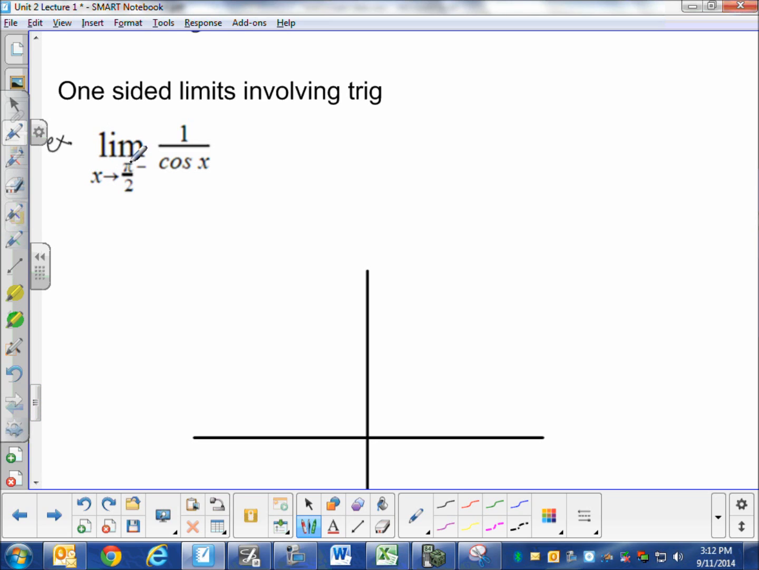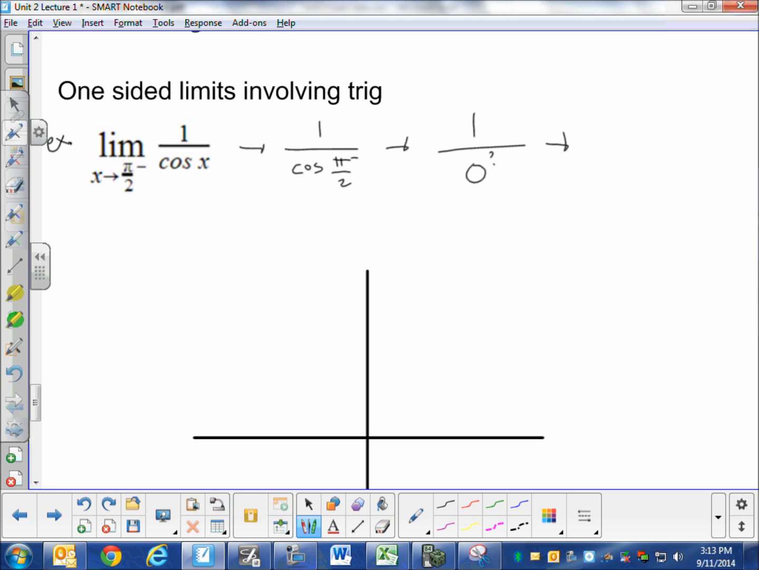So we have the limit as x approaches pi over 2 from the left of 1 over cosine of x. If I were to do this problem just like the last one, I would try to do 1 over cosine of pi over 2 from the left. I know the cosine of pi over 2 is 0, but the question is, what goes here? Got to be from the left, right? This has got to be a minus.